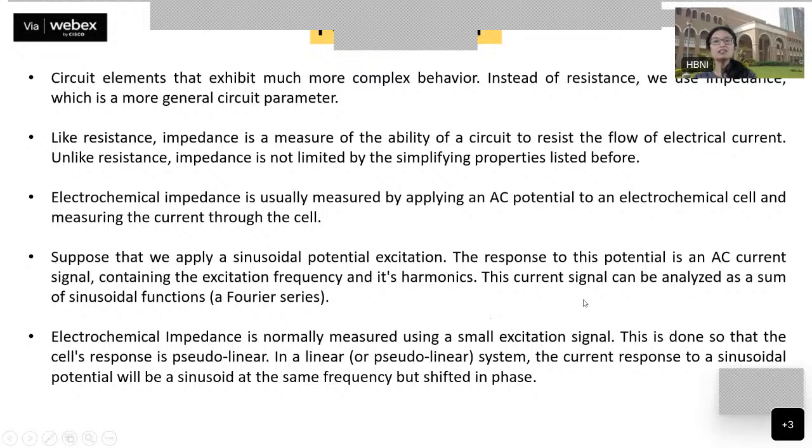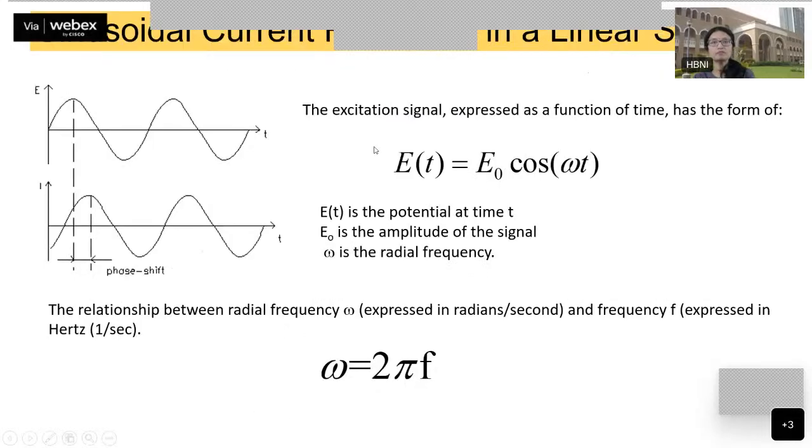So electrochemical impedance is normally measured using a small excitation signal. This is done so that the cell's response is pseudo-linear. In a linear system, what happens? The current response to a sinusoidal potential will be a sinusoid at the same frequency, but it is going to be shifted in phase. So remember, when you have only a simple resistance, you have no phase shift. Whereas when you are talking about impedance in a real life circuit, what you normally see is a shift in the phase.